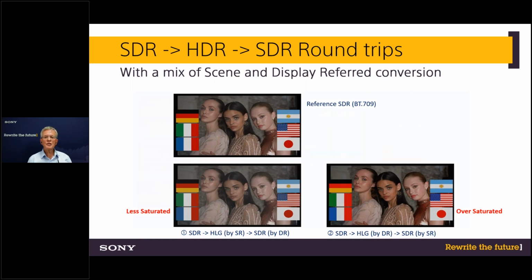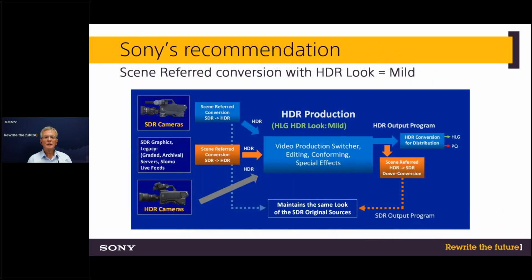So what is Sony's recommendation? Sony recommends the use of scene-referred conversion combined with an HDR look set to mild. This is represented in this slide, where an HDR production is using the HLG OETF combined with the mild look.